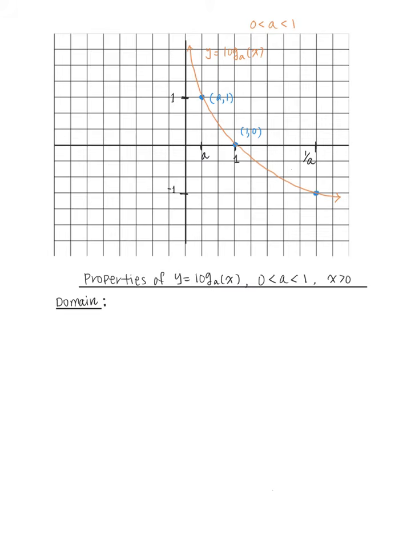So the domain here again is from 0 to infinity, but remember, that upper tail end of the graph is never going to touch x equals 0, which is the y-axis. So in this case, our domain is open 0 up to infinity. And the range is the same thing as when a was strictly greater than 1. So in this case, our range is also from negative infinity to infinity.